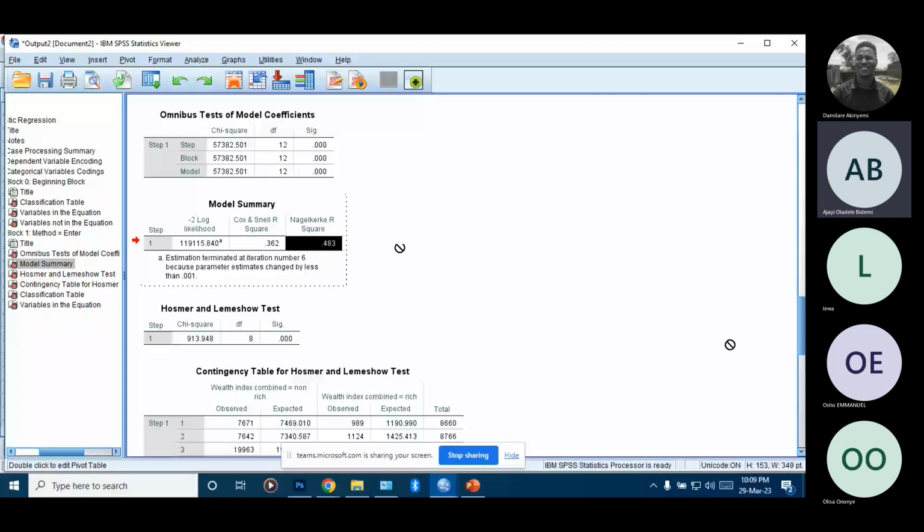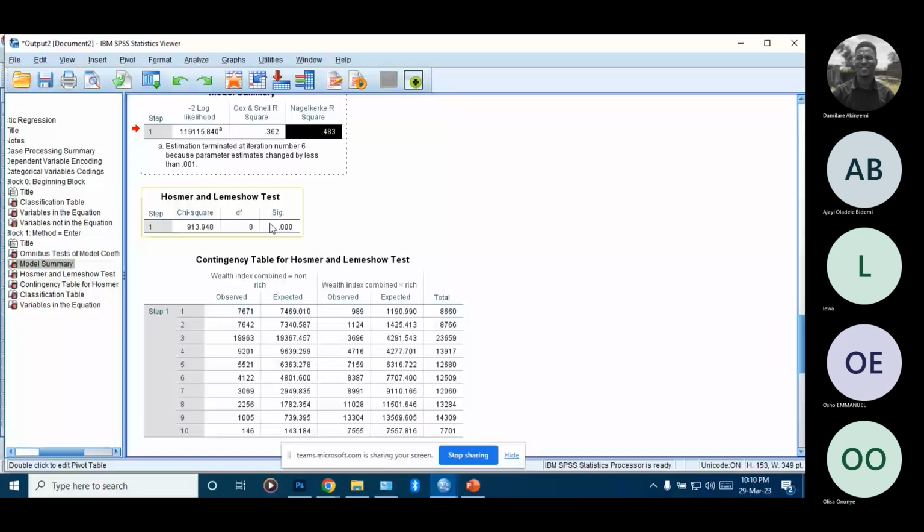This test is a test of goodness of fit, and it tests for the fitness of our model. The null hypothesis for this test is that the model is a good fit to the data, and the alternative hypothesis is that the model is not a good fit to the data. So reject H naught if the p-value is less than alpha. You can make your conclusion based on the hypothesis.